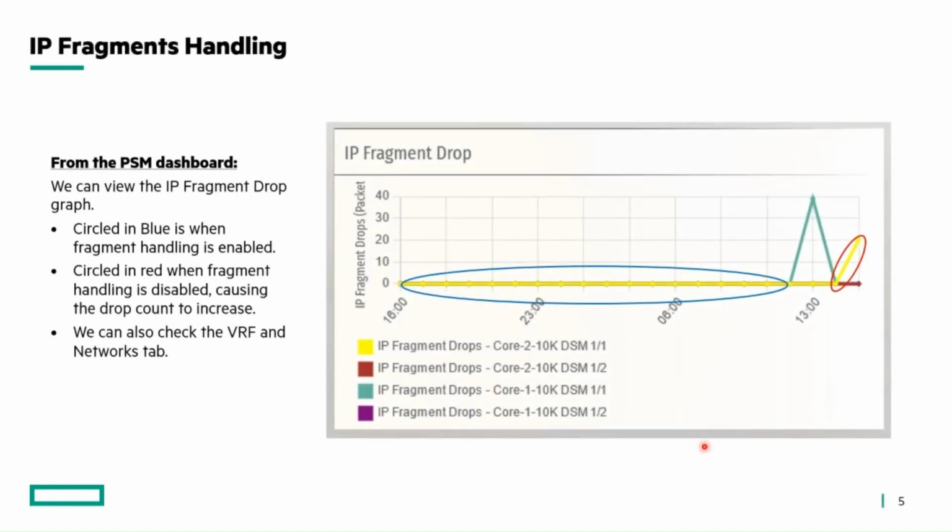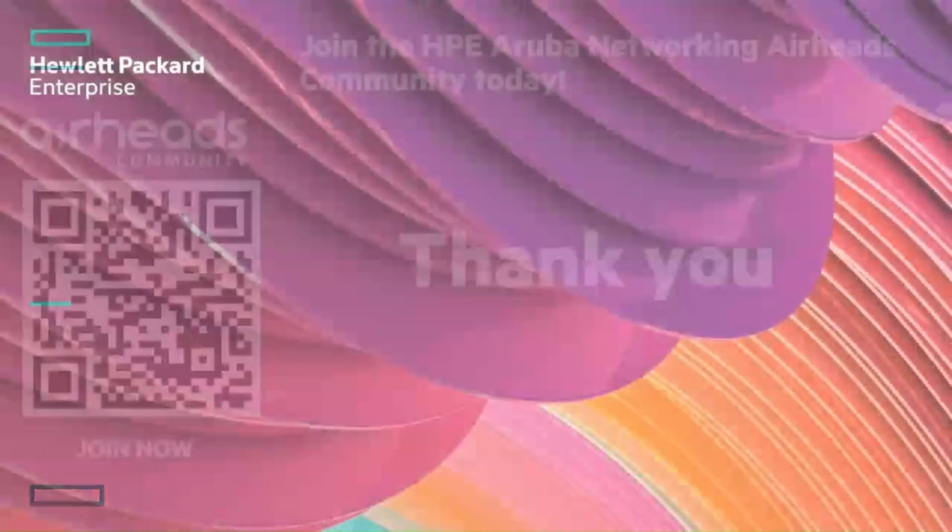Now there is a way to look at the IP fragment drops graph on the PSM dashboard itself. There is an IP fragment drop option. The one which is not increasing, that is the blue circle, is when you see there is no drop. That means fragment handling is enabled, that is, the IP fragments forwarding knob is enabled. As soon as you disable that, you would see an increase in the drops because there is no inspection happening, or there's no way PSM or the DSM can inspect the fragmentation, right? So this is another way of looking at the dashboard graph.